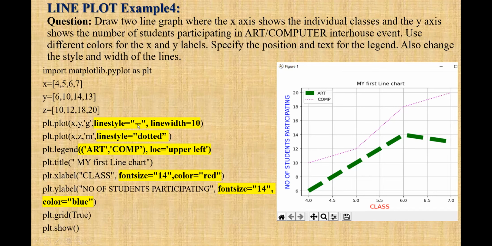What do you call them? You can call them small bars or dashes. Dashes actually. So dashes. And the width also I have changed. Hence, it is much thicker. Look, in the next plot, where the line is dotted, I have not given line width. So this is default. But I have given the line width for my previous one. It has become thicker. Okay.